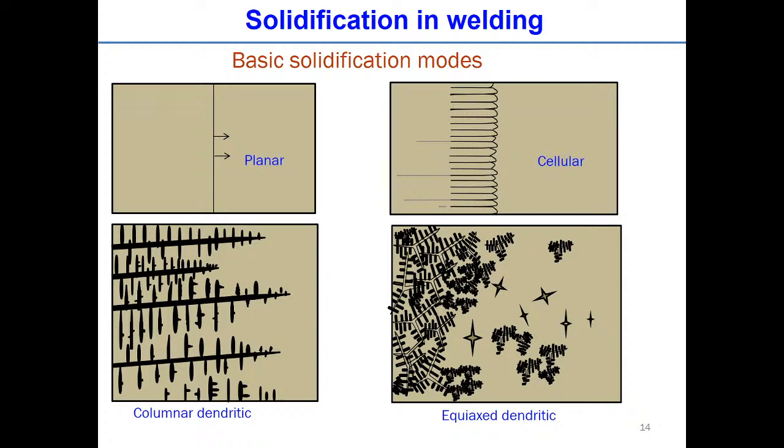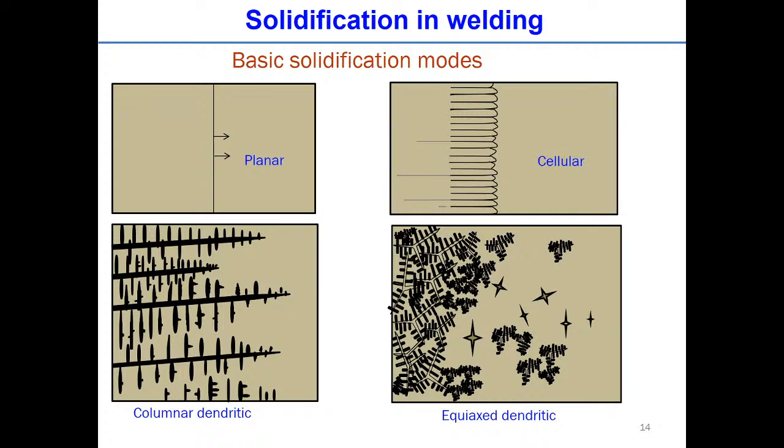An overview on the basic solidification modes. It can start in the planar mode. Planar mode means the solid-liquid interface looks like a plane, so the solid-liquid interface just moves as a plane. And it can create a cellular kind of structure at the solid-liquid interface, or columnar dendritic.